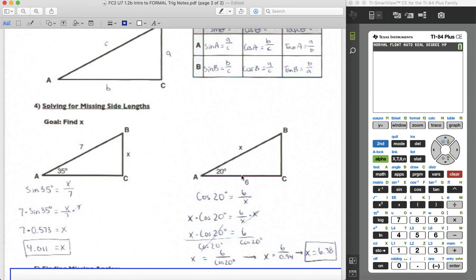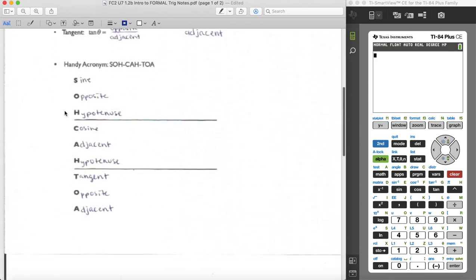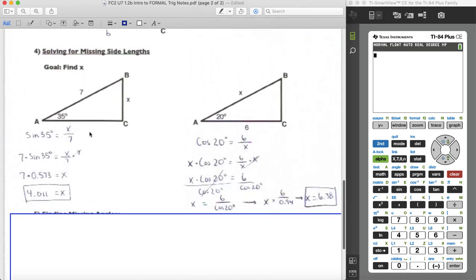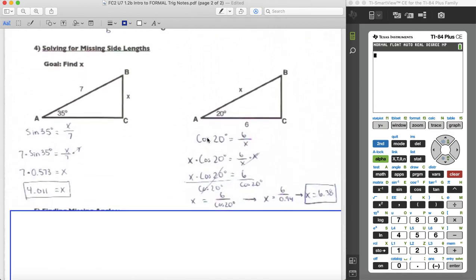We've got a 20-degree angle, and the adjacent side is 6, right? Because this side length BC over here is the opposite side of 20 degrees. So that means 6 must be the adjacent side. I know my adjacent side, and I don't know my hypotenuse. Which of my trig functions utilizes the adjacent side and the hypotenuse? That's right, cosine.